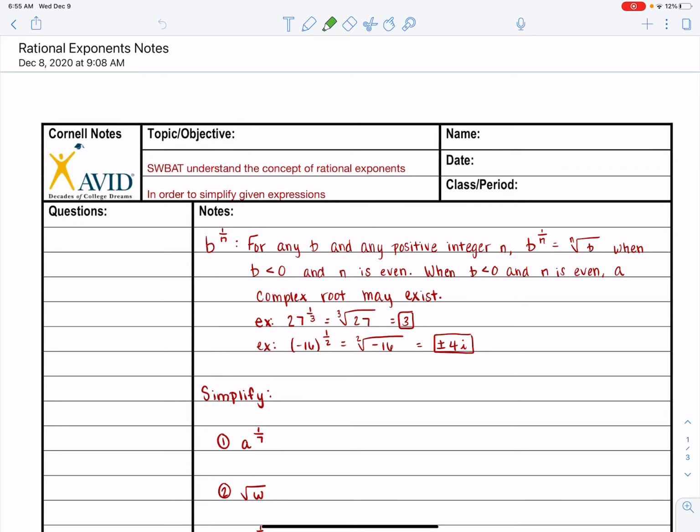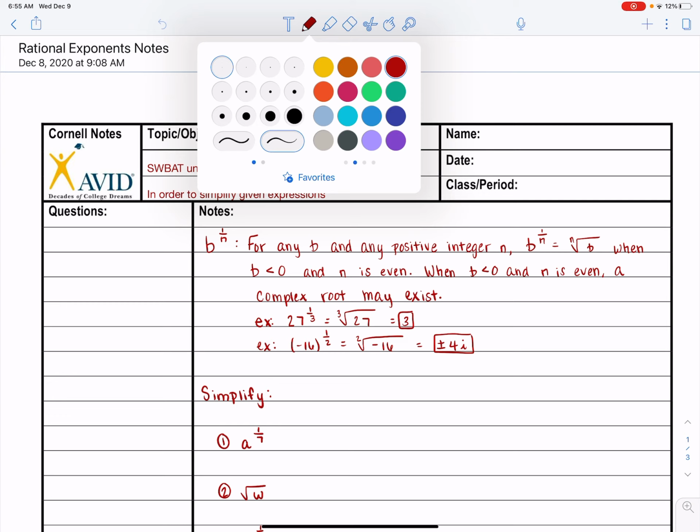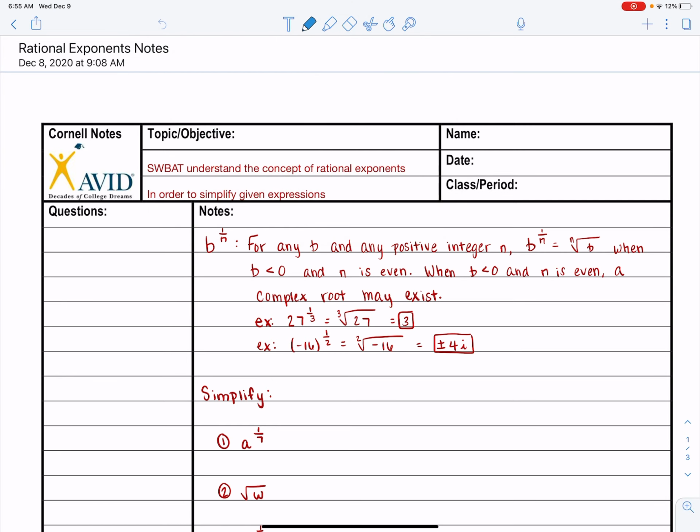So today, the student will be able to understand the concept of rational exponents in order to simplify given expressions. If you have a rational exponent, that's like having a rational number. And in this case, that just means that we're going to have fractions as exponents.